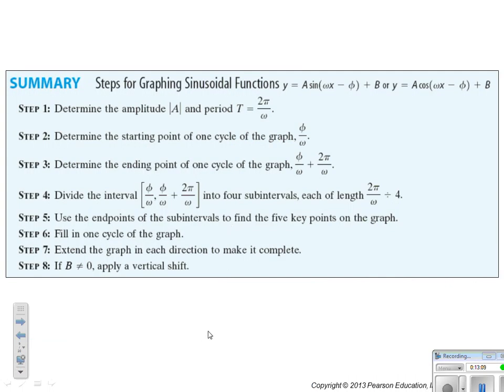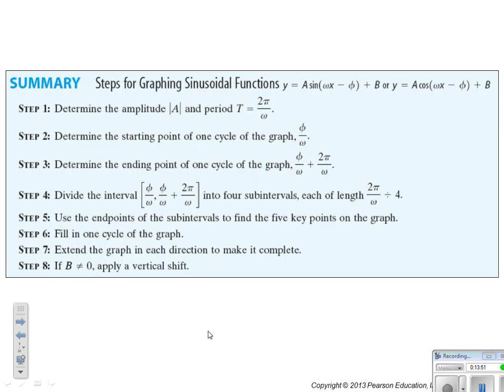Okay, so just to summarize, we need to find the amplitude and period. Here are the formulas for those. Amplitude is A, period is 2 pi over omega. The starting point of one cycle on the graph is phi over omega. The ending point is phi over omega plus the period. We can divide out our interval to find out what to count by between the phase shift and the end of the period. And then we use those 4 points to determine where we're hitting the graph.